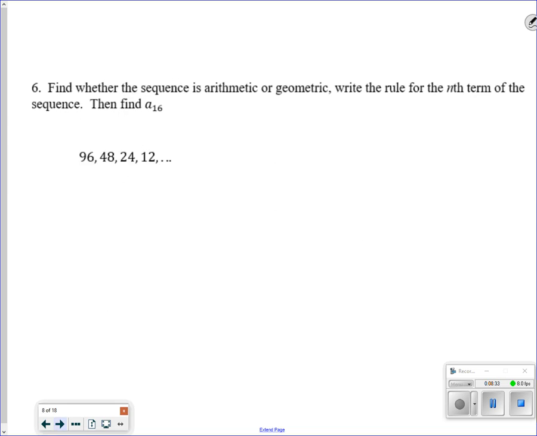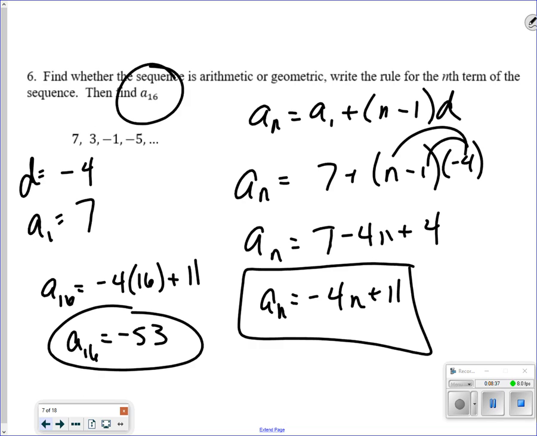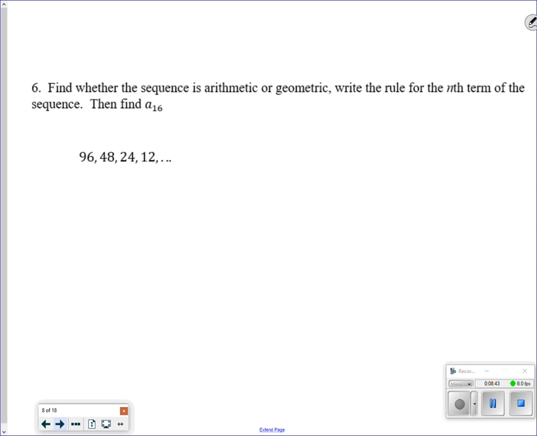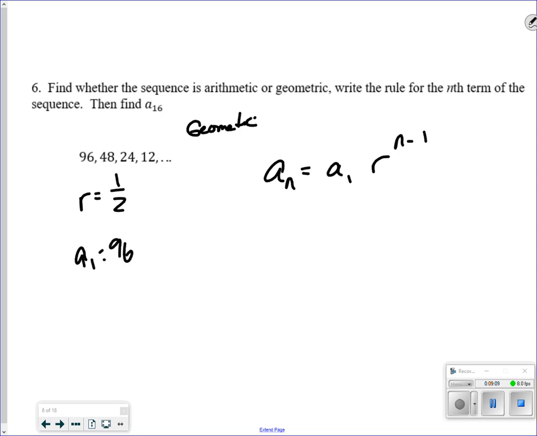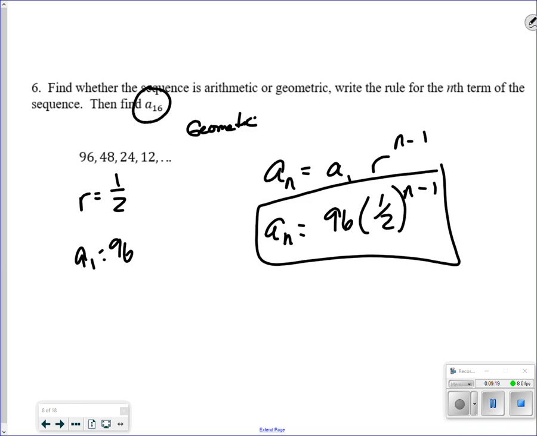Next one, find whether the sequence is arithmetic or geometric. And I don't think I put it in here, but you do need to write it. So the next one, it is multiplying, but it's multiplying by kind of a weird number. So it is geometric, because it's not adding or subtracting the same number each time, it's actually multiplying, and it's multiplying by a half, so that makes it a little bit harder. Formula, a sub n is equal to a sub 1, r raised to the n minus 1 power. So all I need is what is a sub 1 and what is r. A sub n would equal a sub 1, r raised to the n minus 1. So there's the rule.